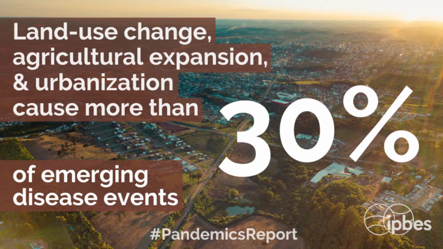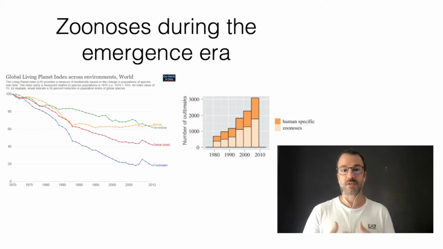A recent report from the IPBES, studying the link between biodiversity and pandemics, has reviewed more than 700 scientific references and has concluded that land use change, agricultural expansion, and urbanization cause more than 30% of all emerging disease events. So how do we link these human activities with the emergence of zoonoses?